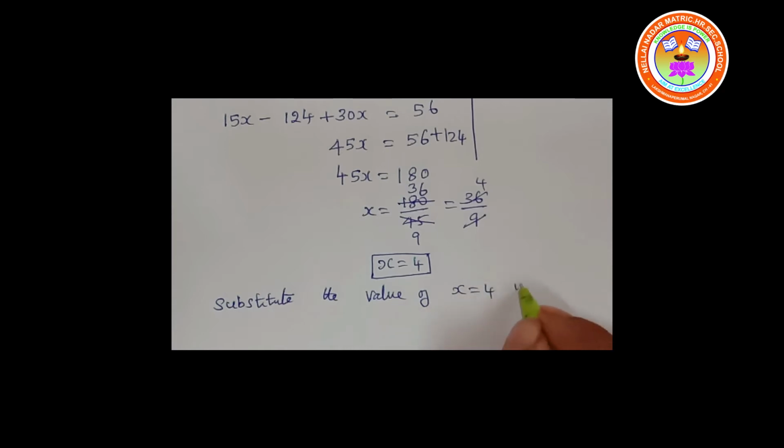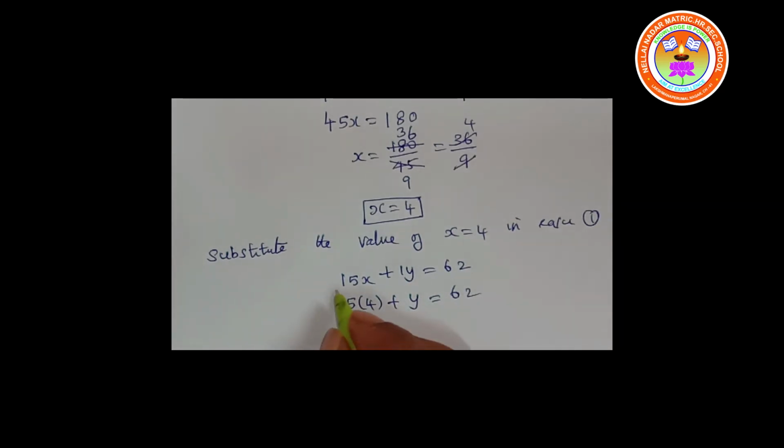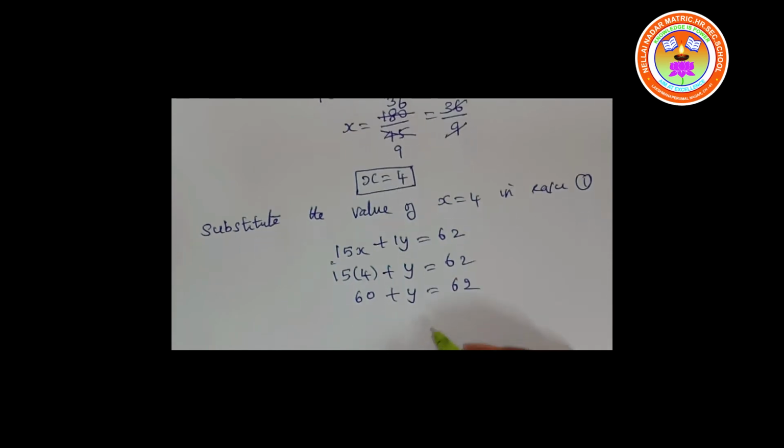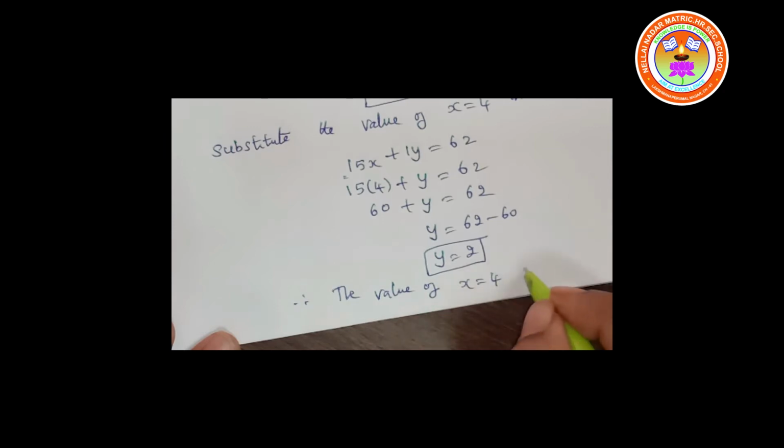x equal to 4 in equation 1. Equation 1 is 15x plus 1y equal to 62. 15 into 4 plus y equal to 62. 4 5s are 20, 4 1s are 40, that is 60. 60 plus y equal to 62. y is equal to 62 minus 60. y is equal to 2. It's clear, children? Therefore, the value of x equal to 4 and y is equal to 2.